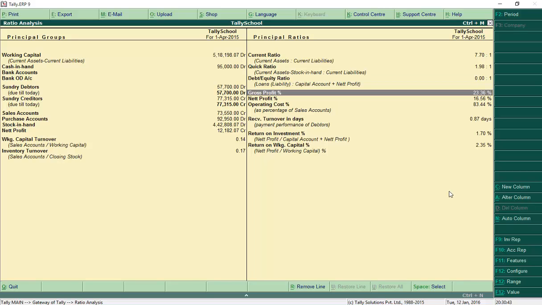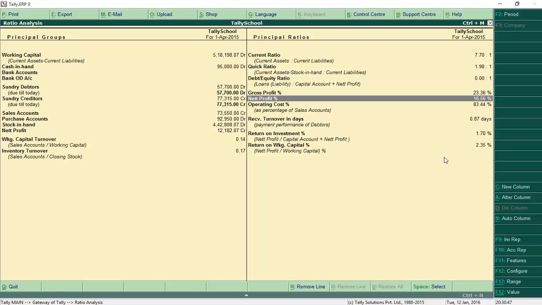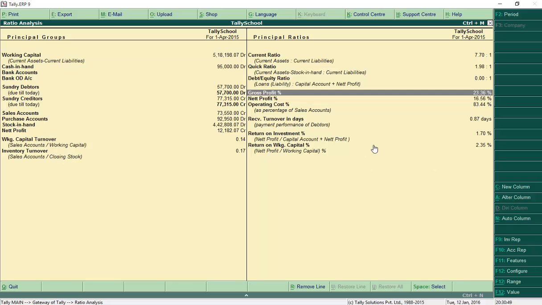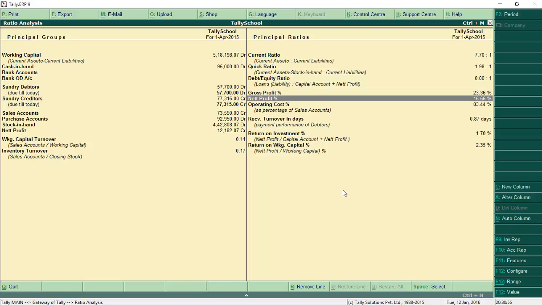Gross profit percentage is 23.36%. Average net profit percentage is 16.56. So gross profit is after deducting all the purchases and direct expenses from the sales, and net profit means after deducting all the indirect expenses from the gross profit, and these are the percentage figures for that.